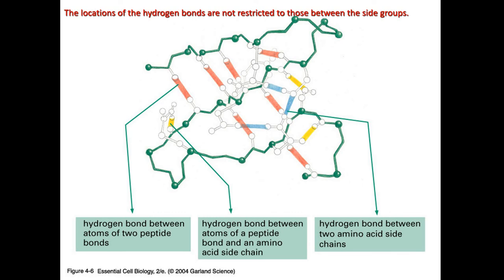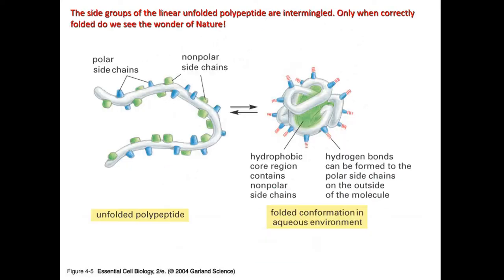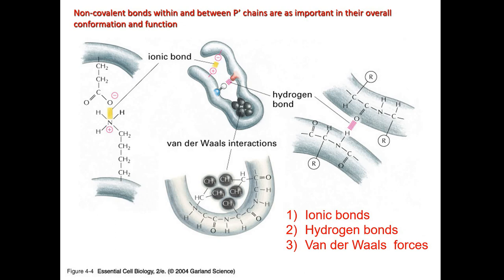The location of hydrogen bonds is not restricted to those between the side chains. As I have already told you, there are other bonds also, van der Waals interaction and electrostatic interaction. These all play an important role in the formation of hydrogen bonds, and these are not only restricted to the side chains. So this is the role of the van der Waals interaction. Here you can see the presence of van der Waals interaction.